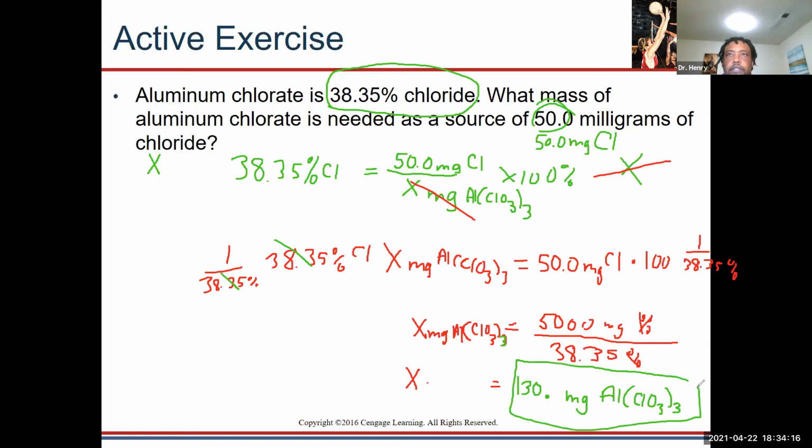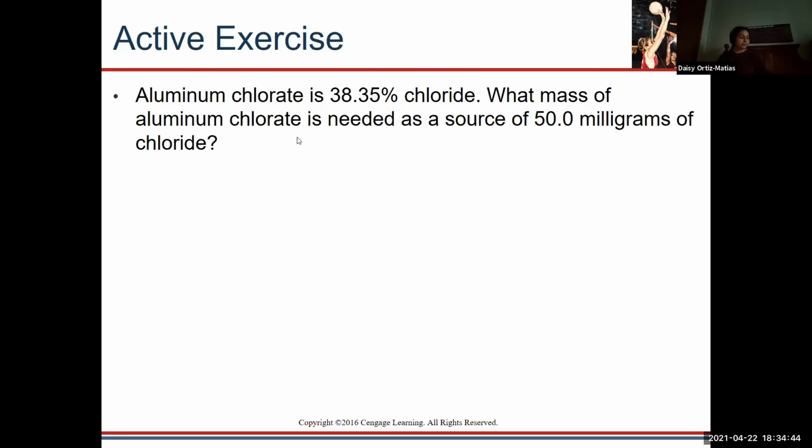Okay, questions, concerns? Okay, so real quick, don't get bogged down by the specifics. You want to make sure that you understand the concept, because you need to be able to apply it to more than just the specific problem.